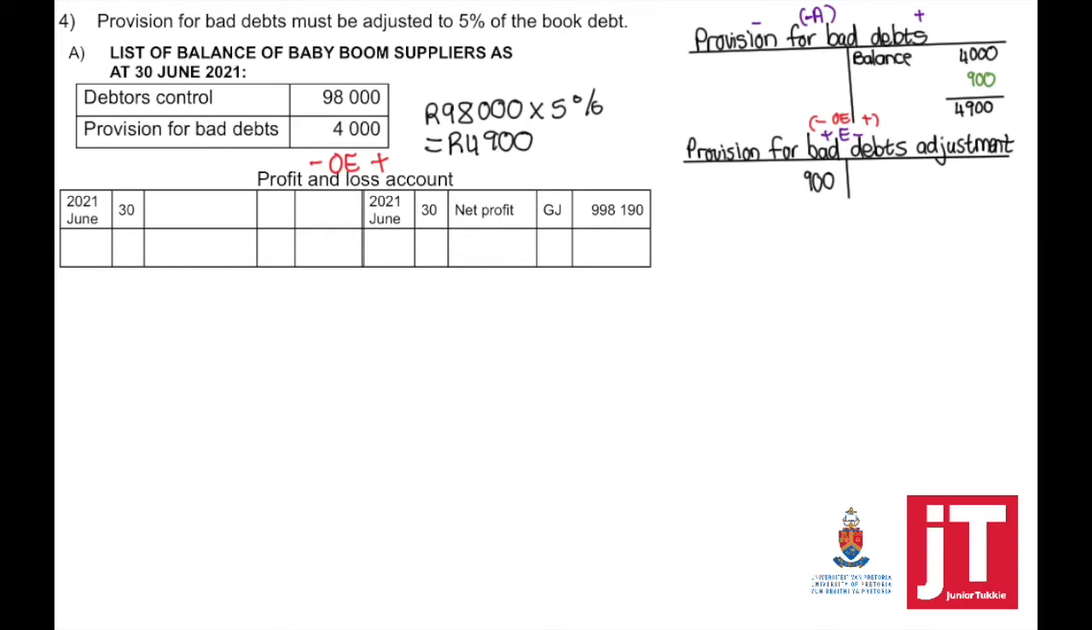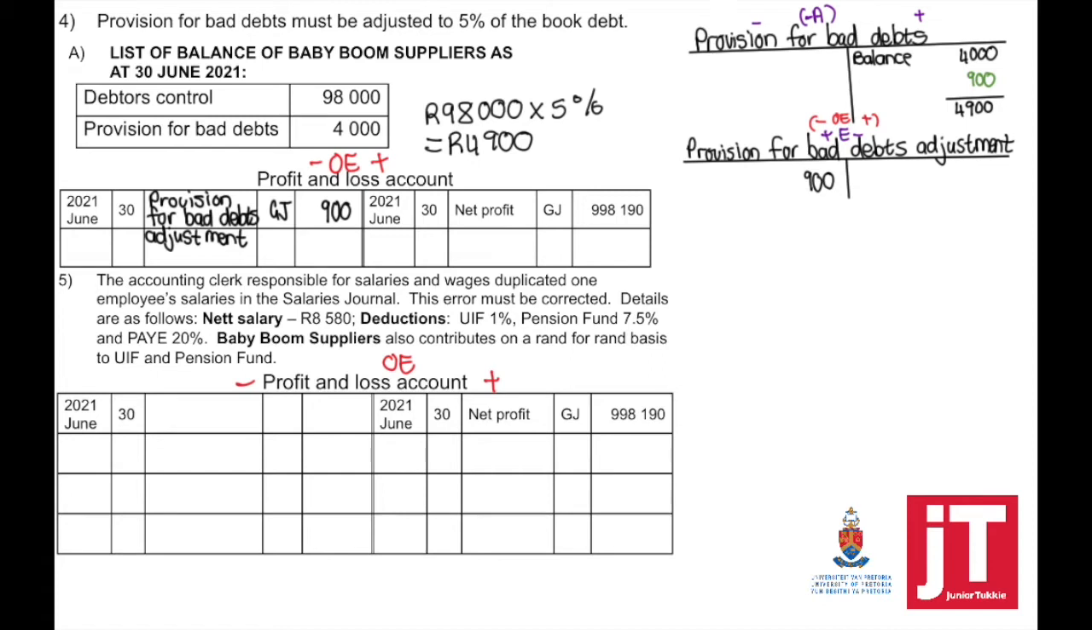Account debited, provision for bad debts adjustment. If it appears on the debit side, you know it's an expense. Also, you should know if we need to increase the amount, it will be an expense to the business. Because my expense increases, this will have a negative effect on the owner's equity. Therefore, profit and loss account is debited with provision for bad debts adjustment 900. This will have a negative effect on the net profit.